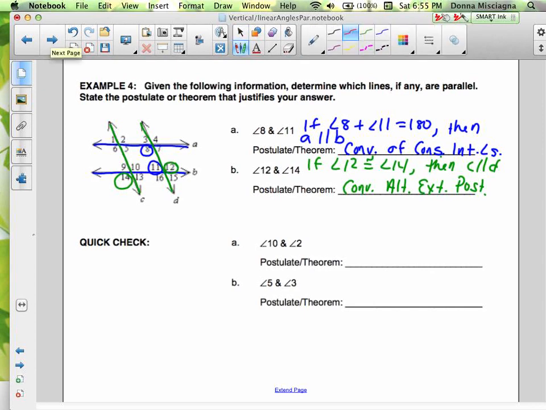All right, I'm going to do 2 more. And I probably have to erase something because now it's getting a little crowded in there. So let's erase. All right, angle 10 and angle 2.